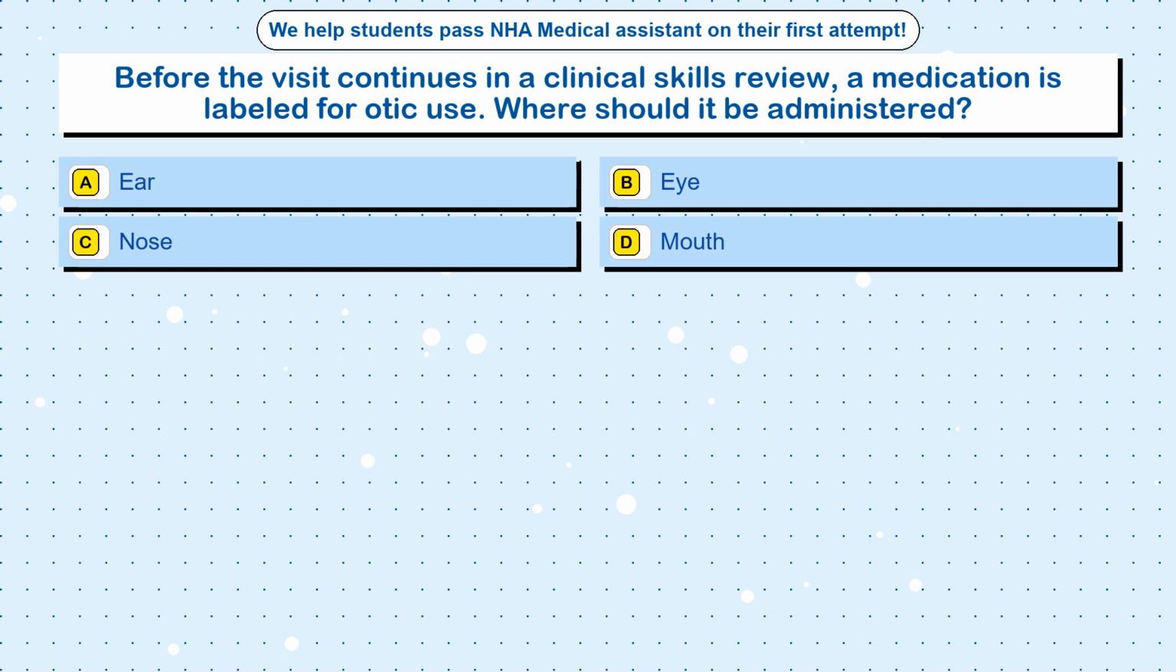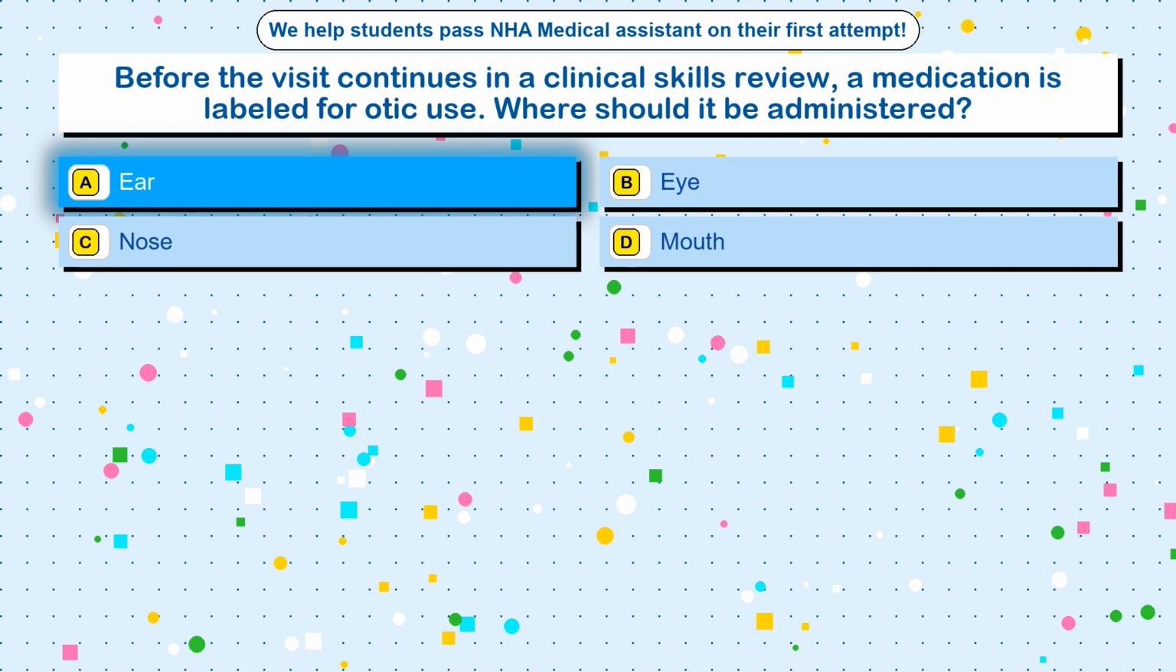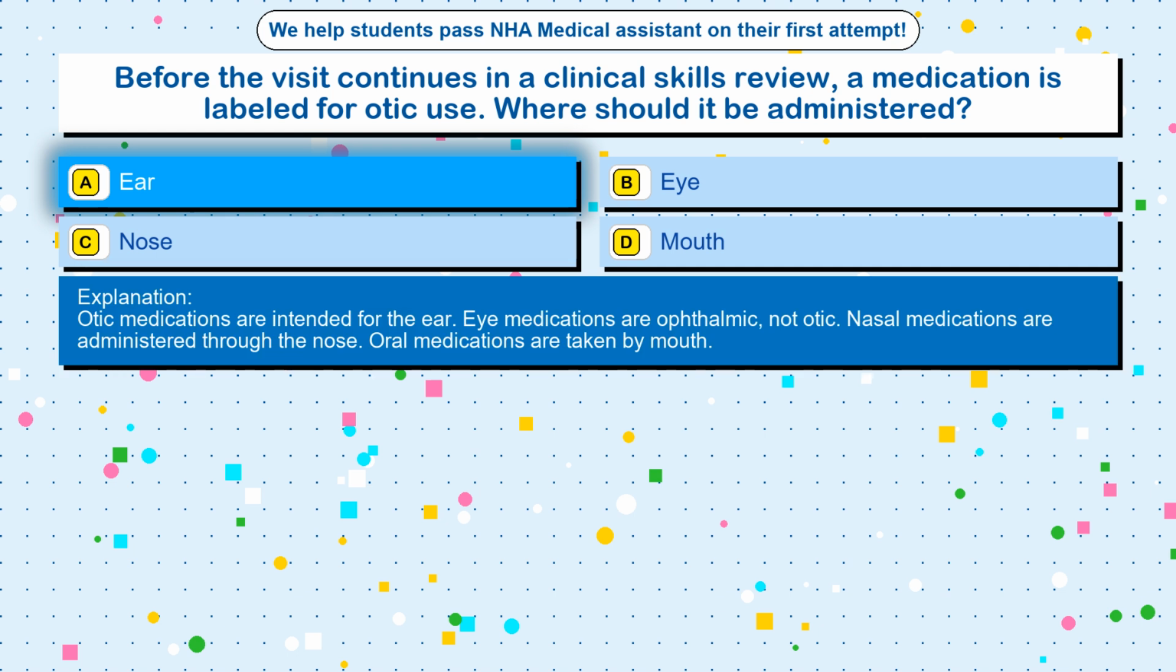Question 81. Before the visit continues in a clinical skills review, a medication is labeled for otic use. Where should it be administered? Option A, ear. Option B, eye. Option C, nose. Option D, mouth. The correct answer is option A, ear. Otic medications are intended for the ear. Eye medications are ophthalmic, not otic. Nasal medications are administered through the nose. Oral medications are taken by mouth.